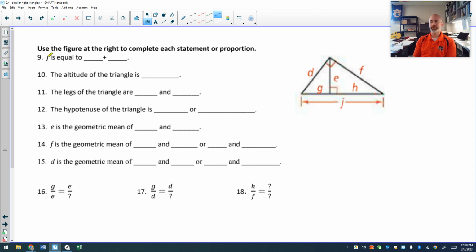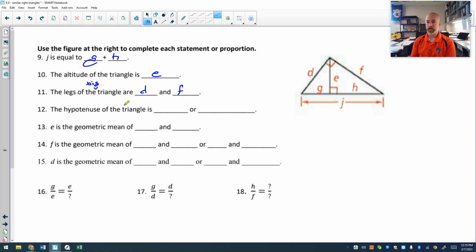All right. So J is equal to, and the hint is the addition. We'll just say G plus H, and that's good old segment addition postulate from way back in the day. The altitude is the segment drawn from the original right angle to the hypotenuse, and it is perpendicular. That is E. The legs of the triangle, and here we're talking about the legs of the big triangle, because depending on your interpretation, there are other legs as well. We're looking at the legs of the big triangle. That'll be D and F.